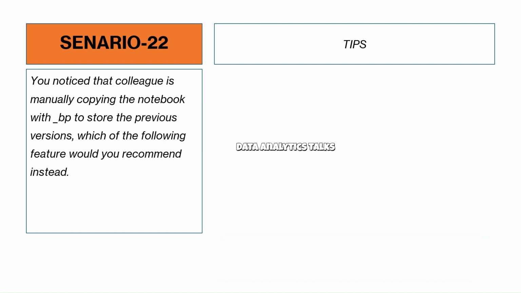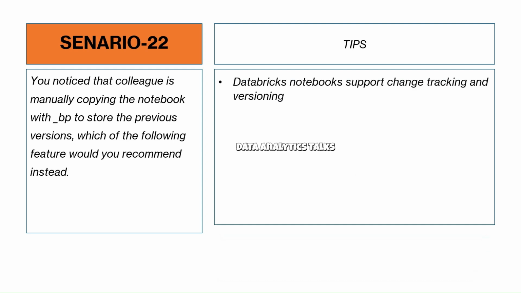Scenario 22. You notice that a colleague is manually copying the notebook with underscore BP to store the previous versions. Which of the following features would you recommend instead? You don't recommend to copy notebooks. Instead of that, there is some feature that we can use. The first option: Databricks notebooks support change tracking and versioning. That's a very good feature. Let's see if that is the answer.